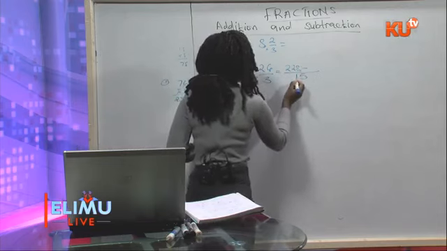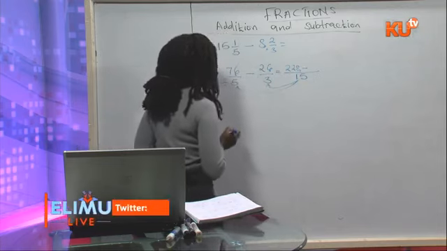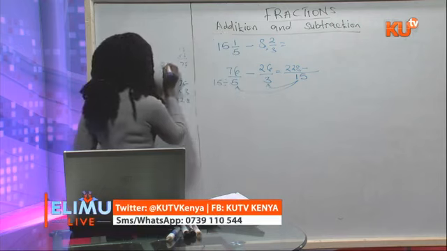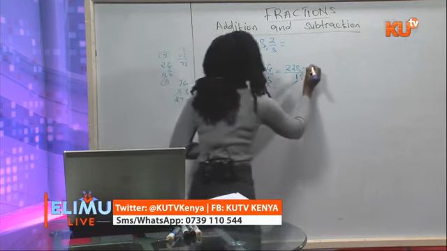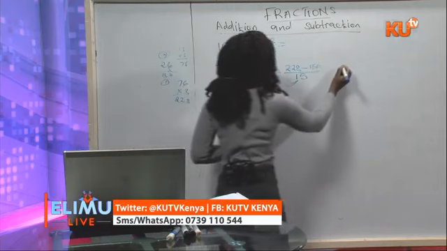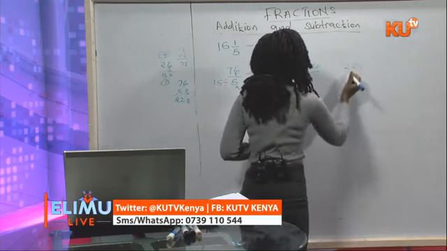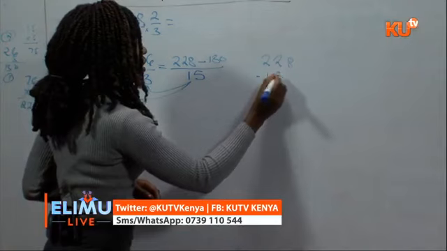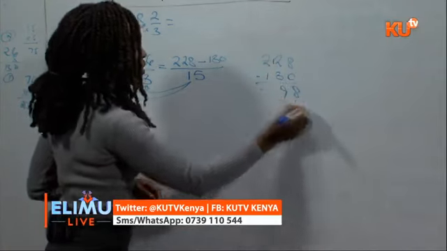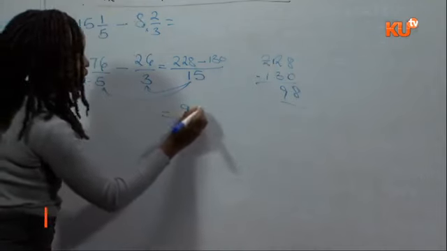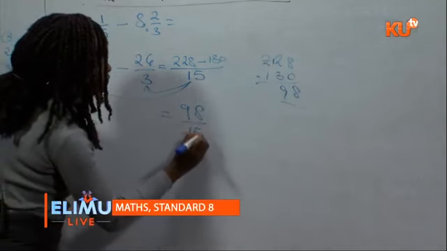228 minus 15 divided by 3 is 5. 26 times 5, 100 and 130. So 228 minus 130. So we get 98 over 15.